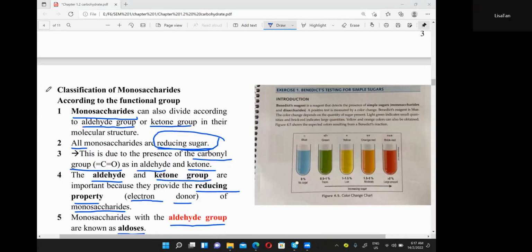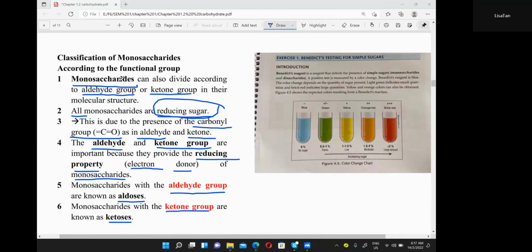Hi, so today we are going to learn the classification of monosaccharides. As you know, monosaccharides can be classified according to the number of carbons as well as the functional groups. Monosaccharides can also be divided according to their functional group, which is the aldehyde group and also the ketone group in their molecular structure. Just want to tell you that this is a very important point.